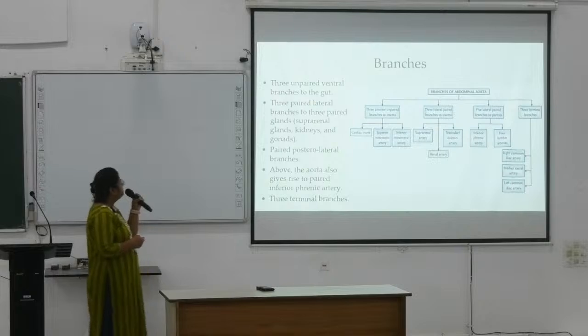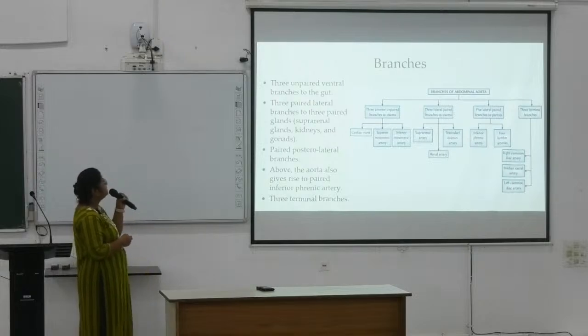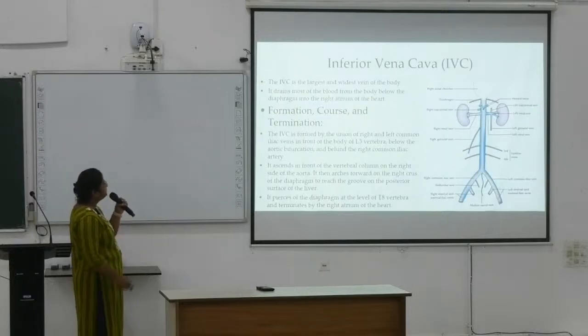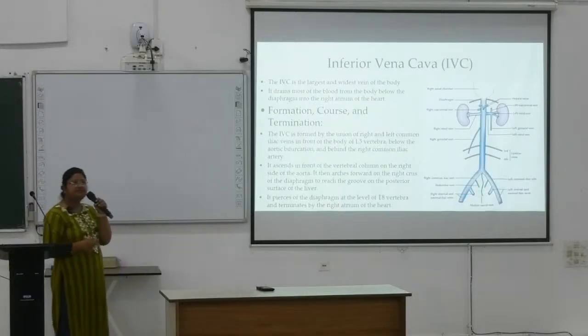Okay, so three unpaired ventral branches to the gut, three paired lateral branches to three paired glands, suprarenal gland, kidney and gonads, paired posterolateral branches, and above the aorta also gives two paired inferior phrenic artery and three terminal branches. Okay, median sacral is also considered here terminal. Okay, next we go to the veins.